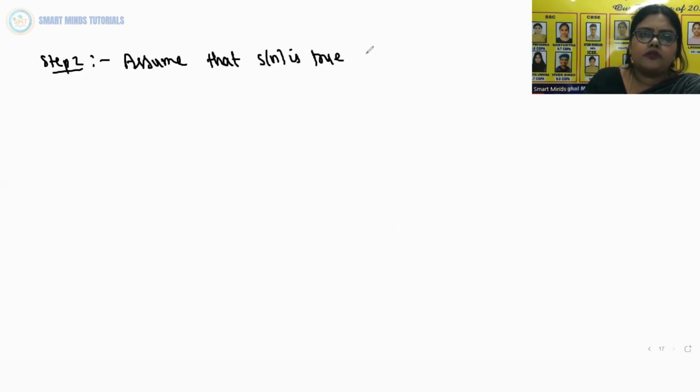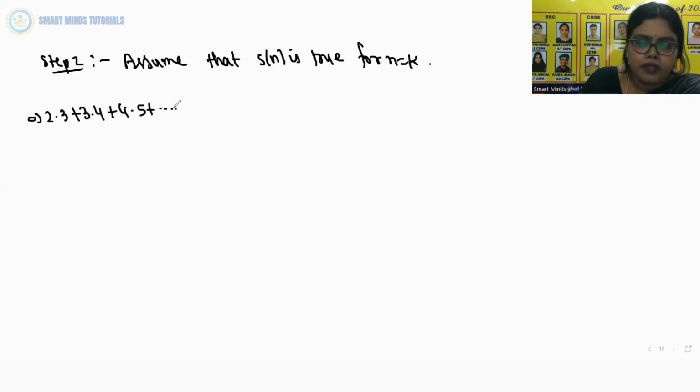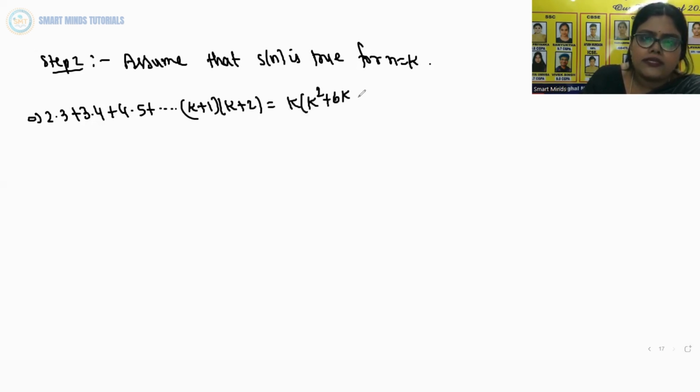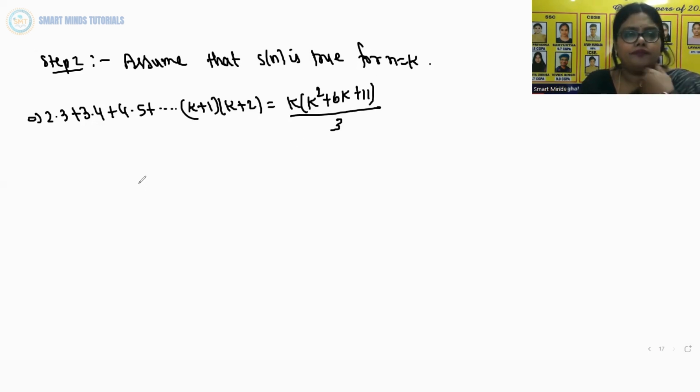Now we'll move on to step 2. What is step 2? Assume that S of n is true for n is equal to k. So in the statement which we have written, we put n is equal to k. So 2 into 3 plus 3 into 4 plus 4 into 5 plus so on up to k plus 1 into k plus 2 is equal to k into k square plus 6k plus 11 by 3. This is equation number 1.